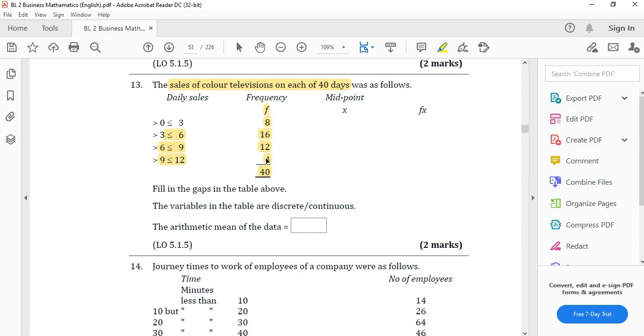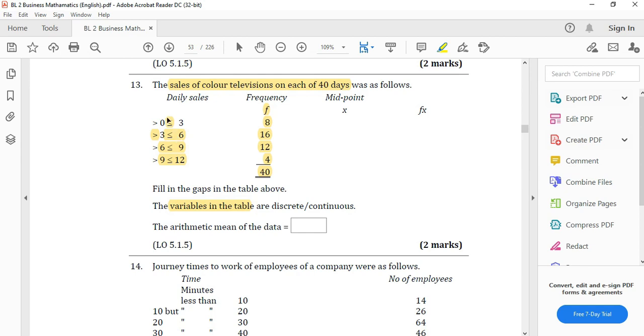And the total of the days must be equal to 40 because they have checked the sales only for a 40-day period. Now they want us to answer whether the variables in the table are discrete or continuous. I told you if it's continuous, the equal sign must be there on both sides.